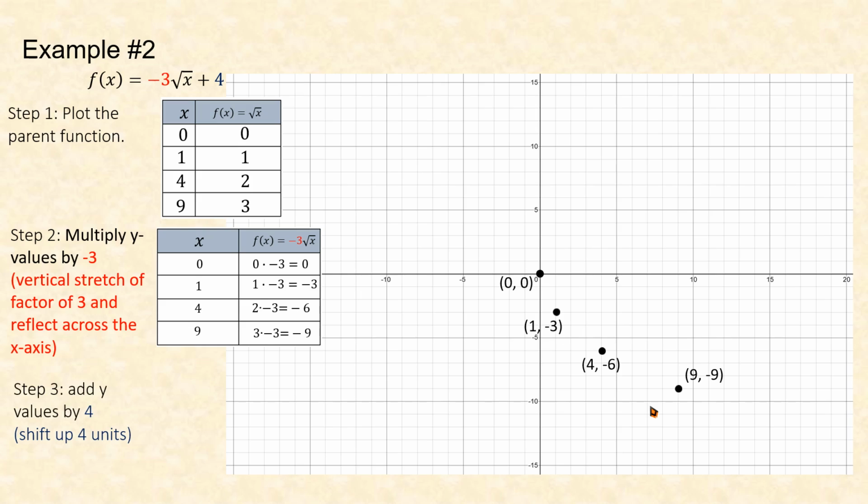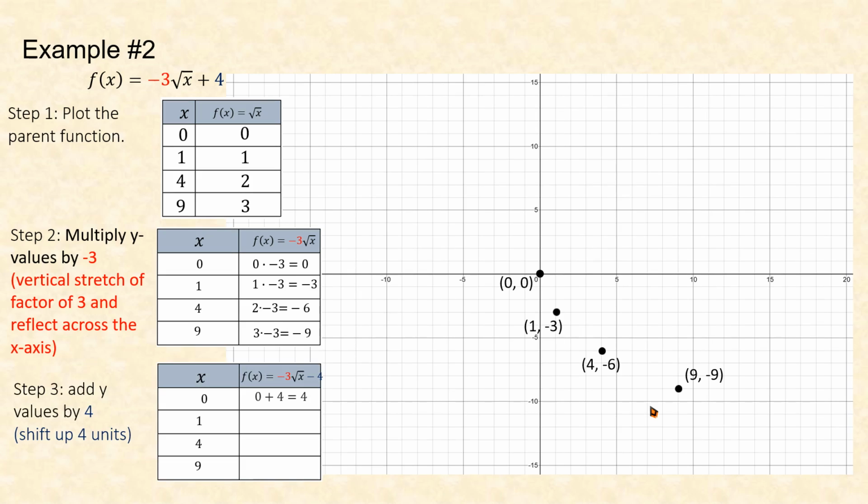Okay, that means the shift 4 units up. Again, all the x values stay the same. And then y values, I add 4 to them, right? 0 plus 4, -3 plus 4, -6 plus 4, -9 plus 4. Again, these are the y values from earlier, and I add 4 to all of them. And what that does is it shifts all the points upward 4 units.